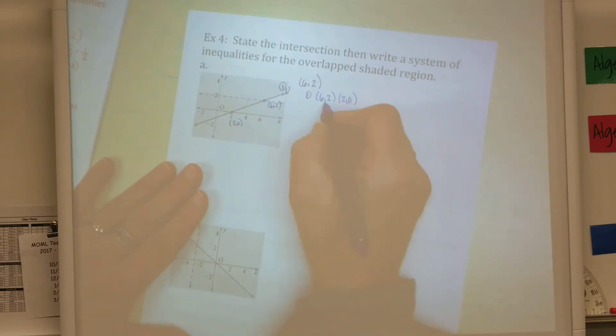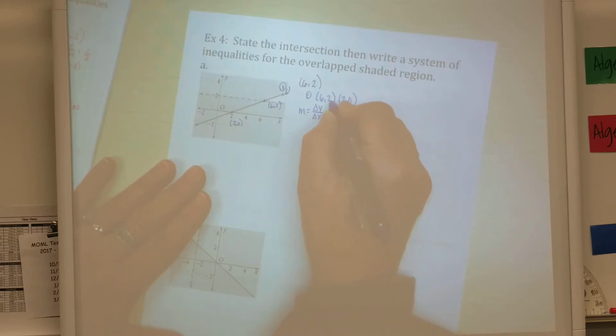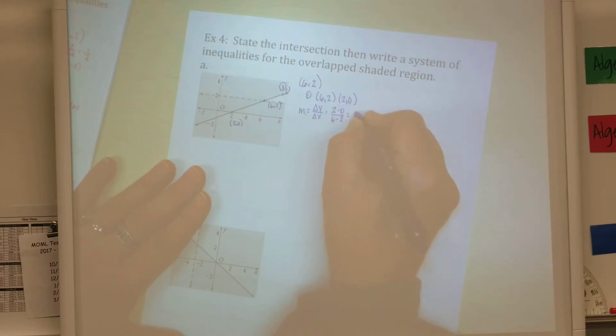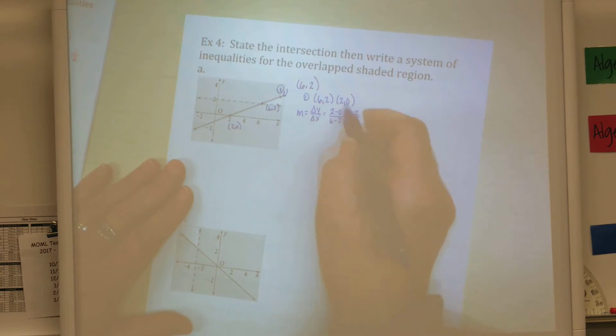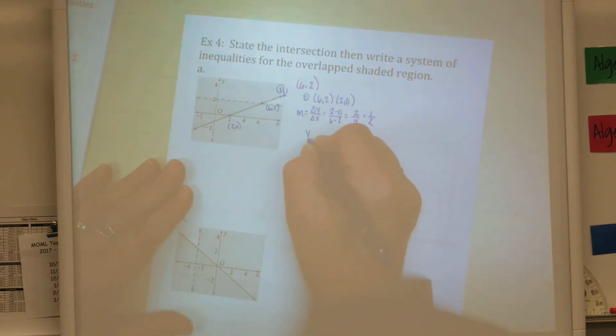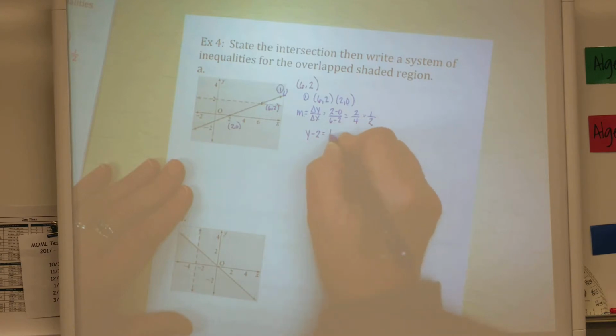If I'm going to write an equation for that line, I'm going to use point-slope. It's been a long morning. First I need to find my slope, so I'm going to do the change in y over the change in x. So I'm going to subtract my y's on top, 2 minus 0. Subtract my x's on the bottom, 6 minus 2. 2 minus 0 is 2. 6 minus 2 is 4. So my slope for this line is 1/2, because 2/4 simplifies to 1/2. Then I'm going to pick one of these points. I'm going to pick the first point. y minus my y value, which is 2, equals my slope times x minus my x value, which is 6.